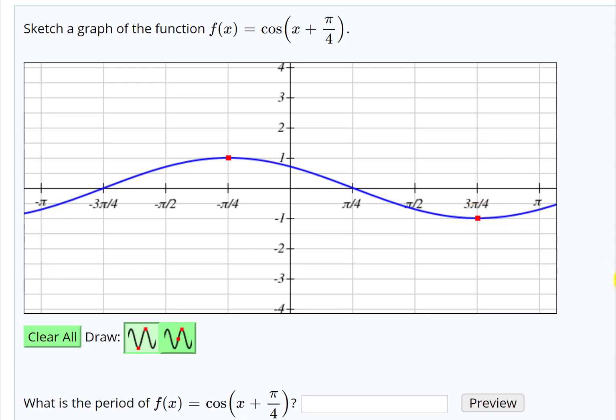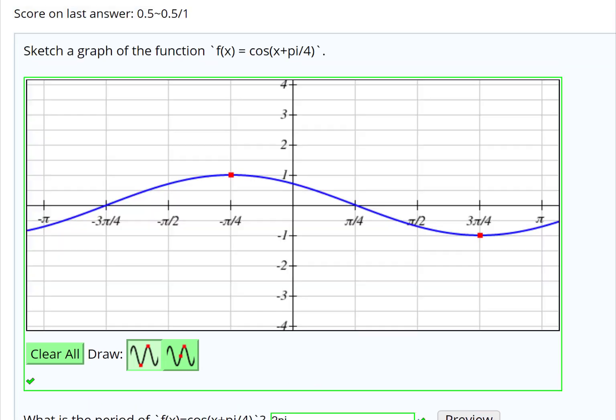Now because I had that graphed on paper, it's really easy to do in the computer, knowing those key points. Then don't forget down here at the bottom it asks us to put in the period, which was 2 pi, and there we have it.